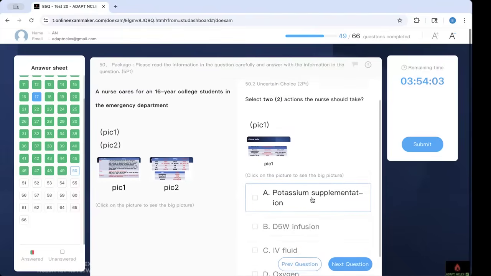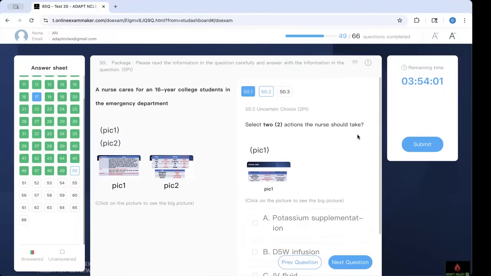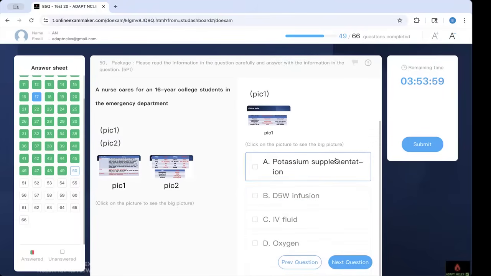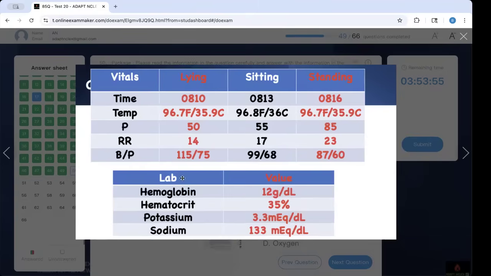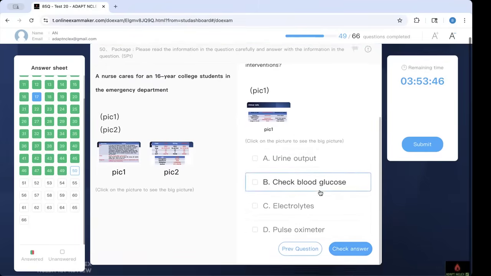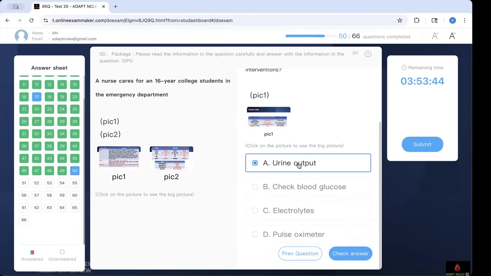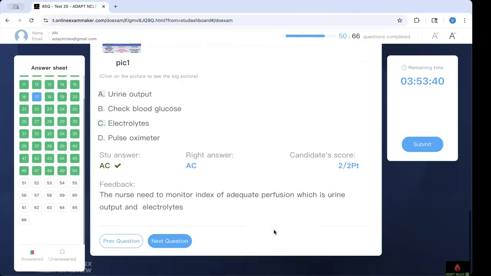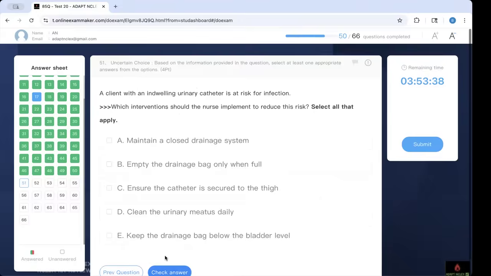And therefore, which two actions should the nurse take? We're going to give them potassium. The potassium is low, 3.1. And what are we going to give them? IV fluid. And after we give them IV fluid, we're going to monitor their urine output and electrolytes. This is a bold type question. Next generation. How did you do?